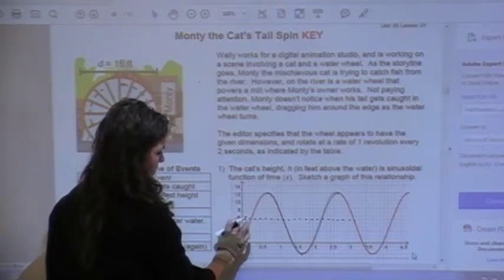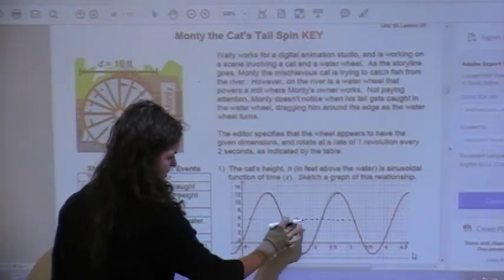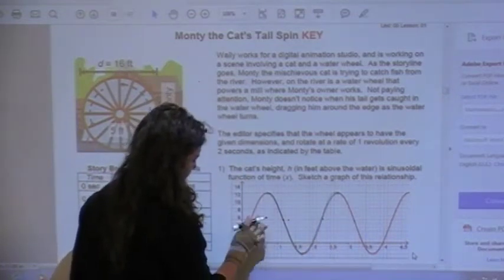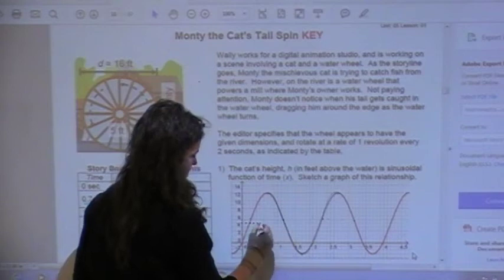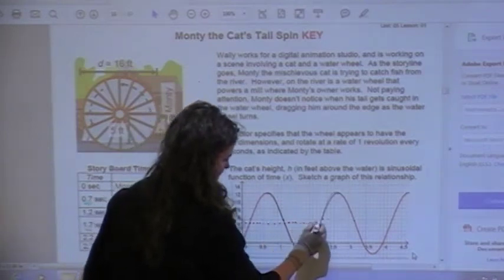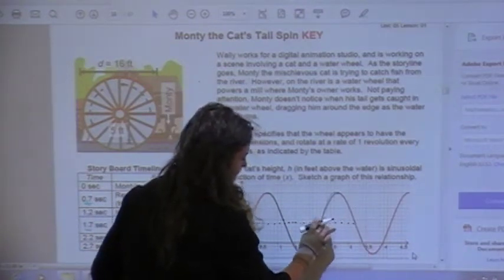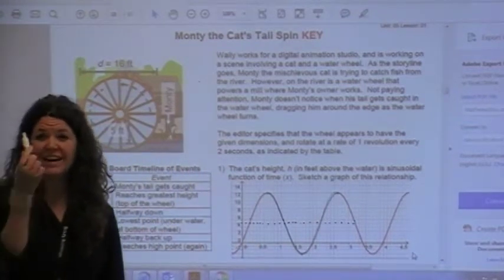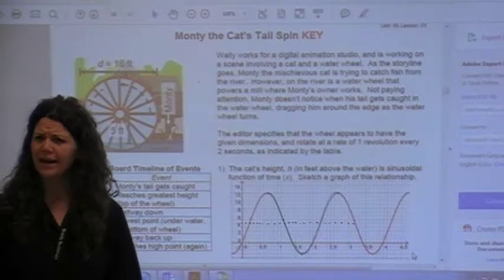1, 2, 3, 4, 5, 6. Oops, I didn't put it in the right place. I think I started to and I can't see it. It's because of the way they number these. I could check. The reason I knew it wasn't right is because I know I'm supposed to have 8 up and 8 down. How do I know that?